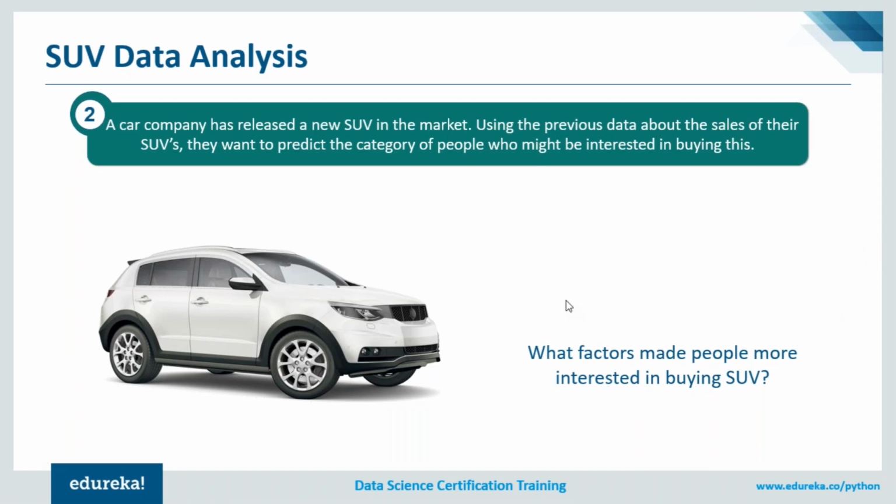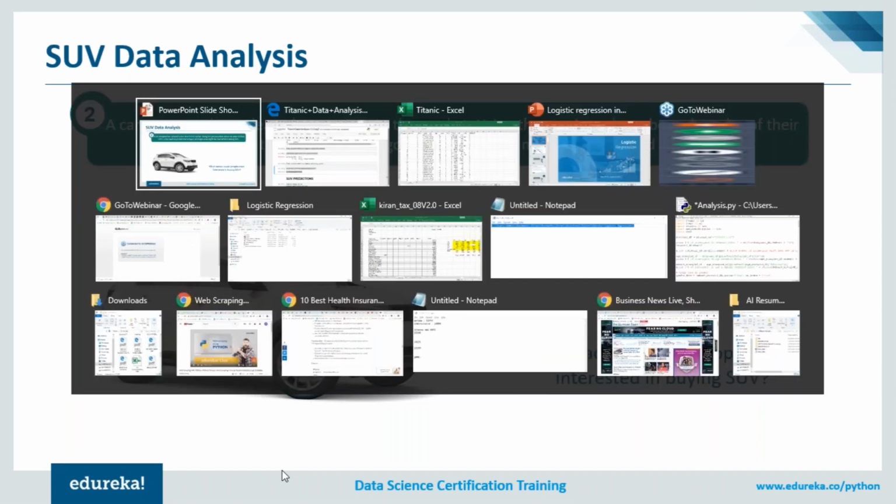So getting to our next use case, or next example. This is again based on the SUV, the prediction to see what category of people will buy the newly launched SUV. So let me show you the data we have for the SUV.